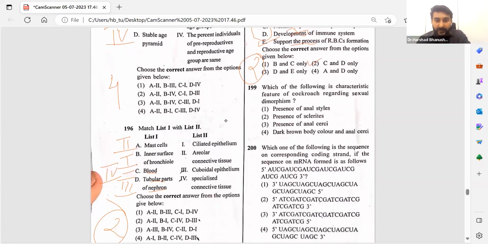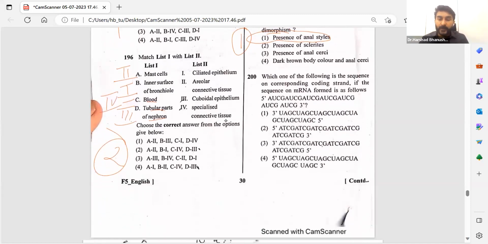Which of the following is the characteristic feature regarding sexual dimorphism? Anal styles are found only in males. So it is the one which is for sexual dimorphism. So option number 1. Which one of the following sequences on the corresponding coding strand if the mRNA is formed?